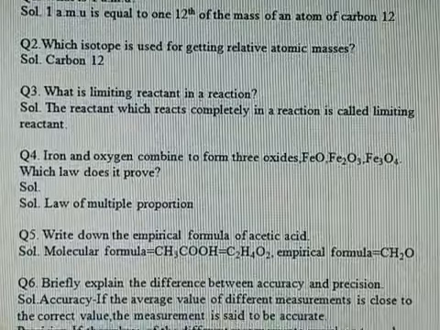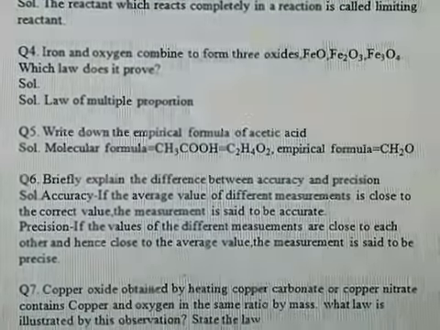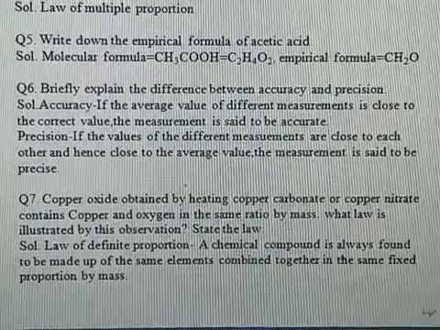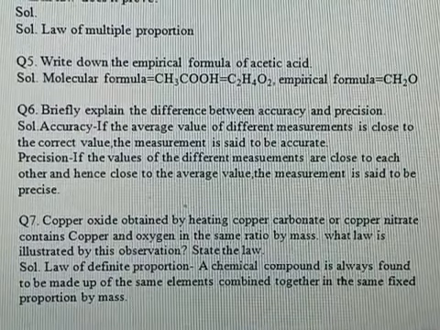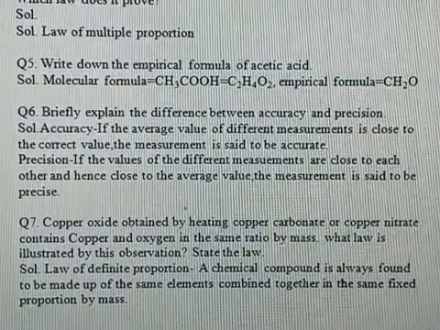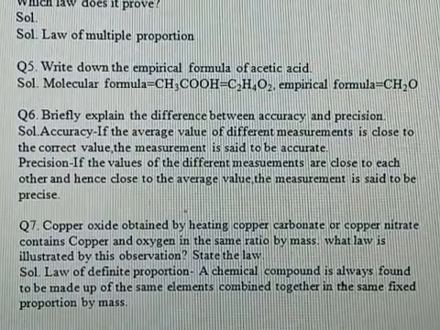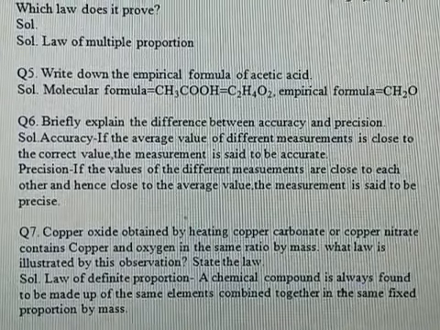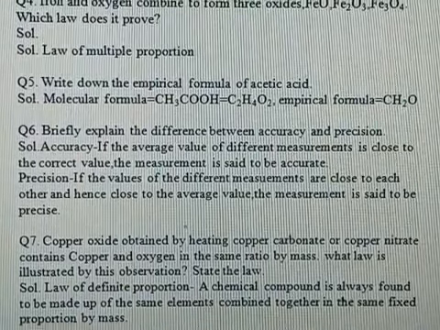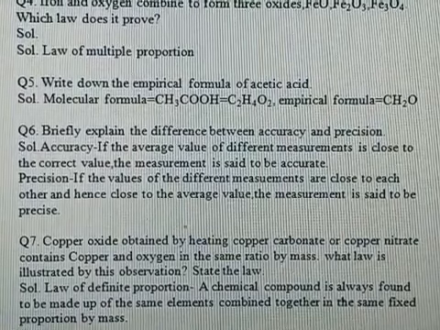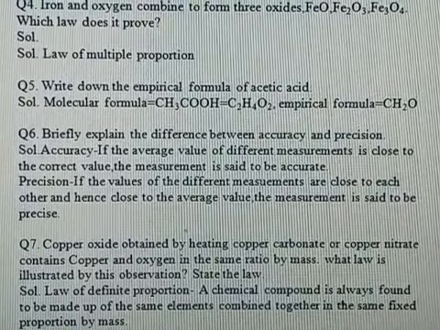After that, question number 6. Briefly explain the difference between accuracy and precision. So accuracy, if the average value of different measurements is close to the correct value, then the measurement is said to be accurate. But if the values of the different measurements are close to each other and hence close to the average value, the measurement is said to be precise.